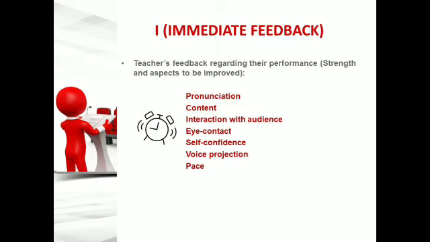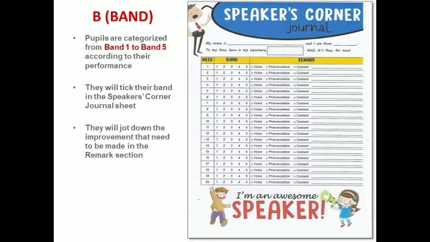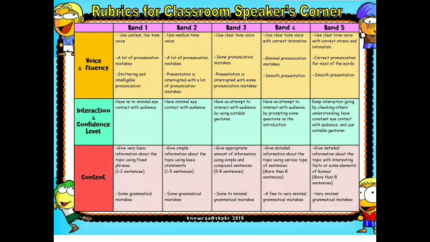The most awaited moment for the pupils is the B stage, which is getting their bands. Based on their performance and the criteria listed in the feedback, they will get their band that needs to be ticked in the Speaker's Corner journal that I created. For your information, the pupils are well aware of the rubrics that are being used to determine their band. They will be categorized from Band 1 to Band 5 and write the improvement that needs to be made in the remark section. The same process is being done for the extended version online. By doing this, the pupils could see their progress from week to week and become more motivated to improve their public speaking skills.